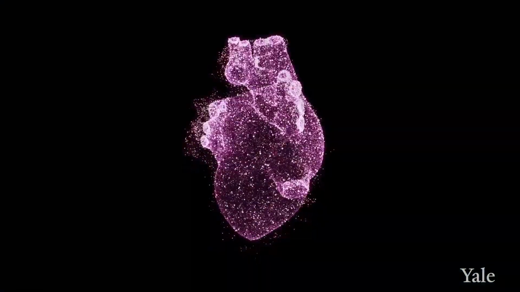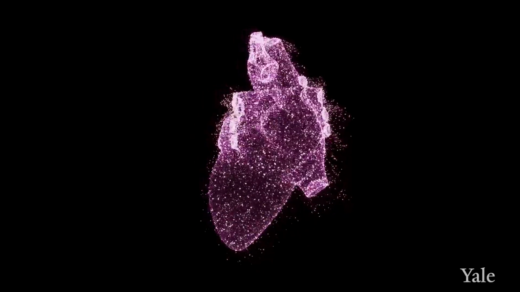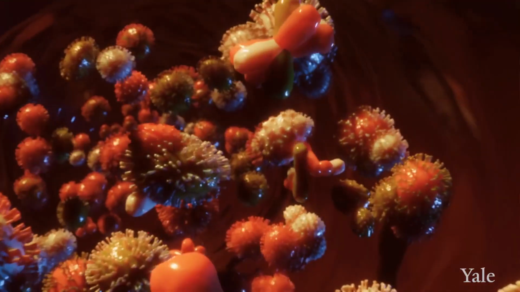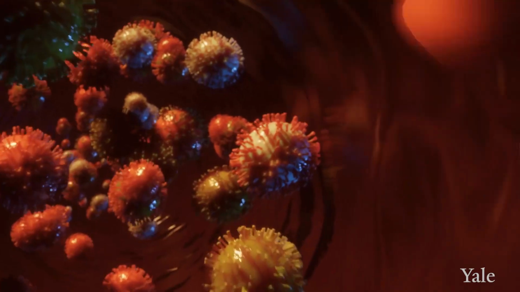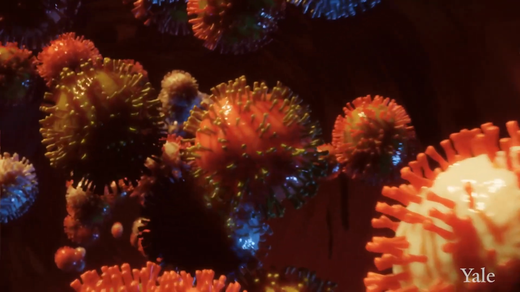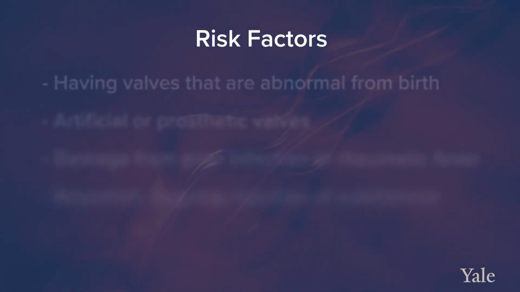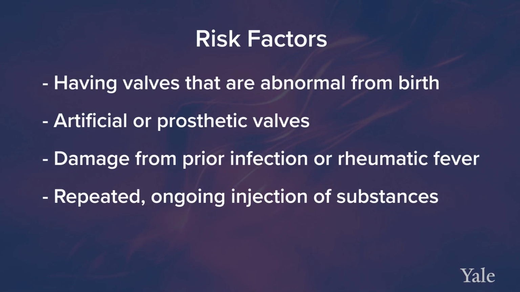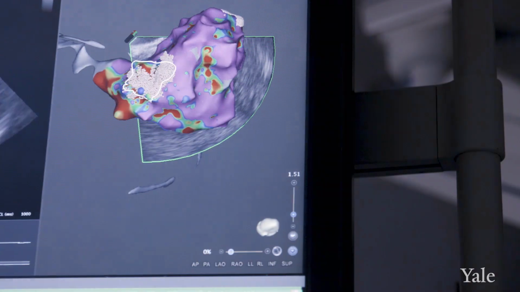Infective endocarditis is an infection that involves the lining of the heart, most commonly affecting the heart valves. When bacteria travel through the bloodstream, they can settle on the heart valves and create pockets of infection called vegetations. Valves that are abnormal from birth, artificial or prosthetic valves, and those that have been damaged from prior infection or rheumatic fever are more likely to become infected. It is thought that repeated, ongoing injection of substances can cause damage to the tricuspid valve, which is the first valve encountered as blood returns to the heart.